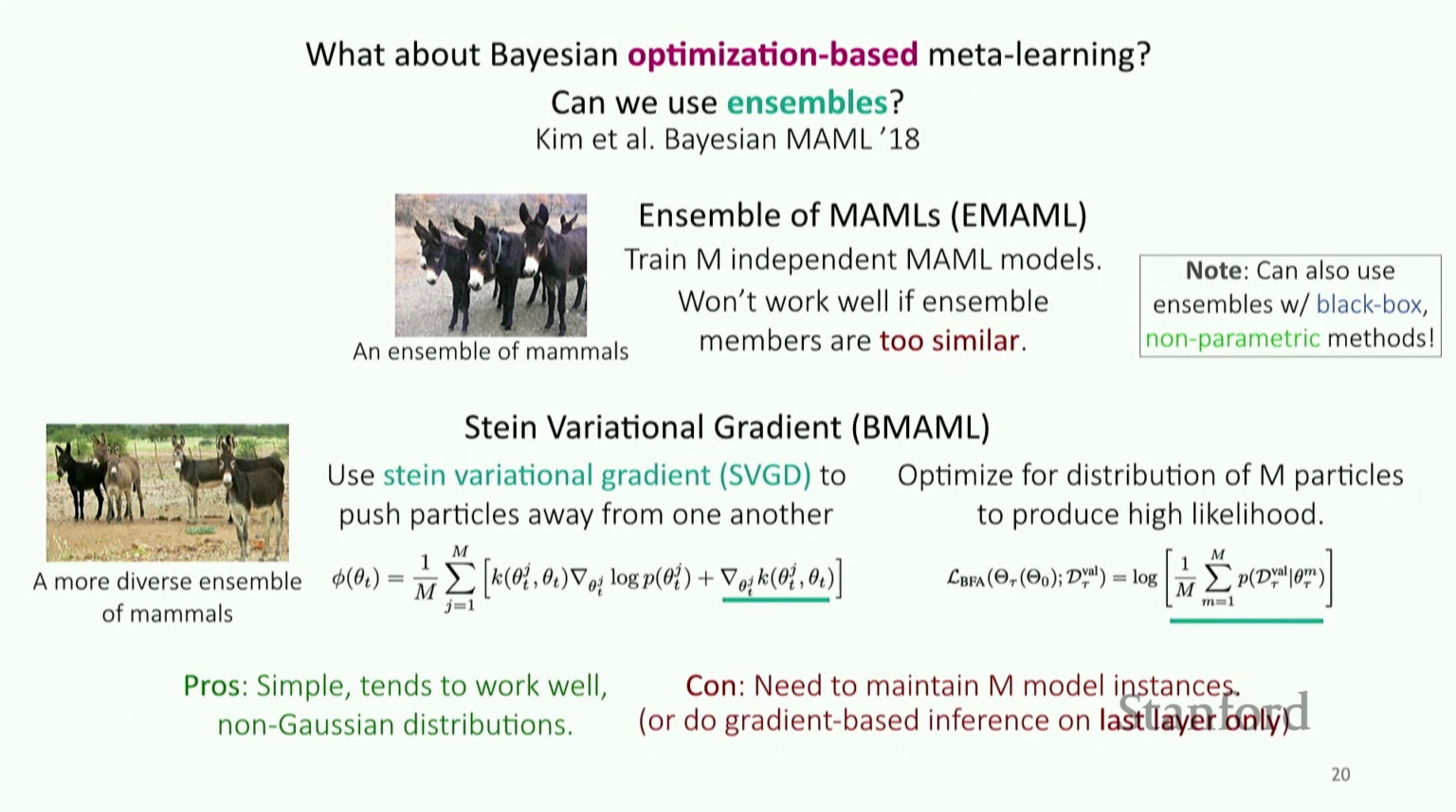The author said that one way to get around this is to only do gradient-based inference on your last layer, so you only have to have M copies of the last layer of your network rather than N copies of the entire network. Although in practice, you may also want to be able to represent distributions over all of your parameters, not just over the last layer. Okay, so far we've talked about how we can use amortized variational inference and how we can use ensembles. There's one more approach that I'll talk about here, but any questions on the ensembles?